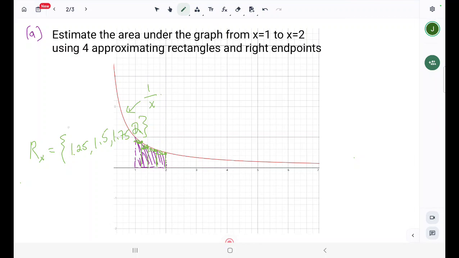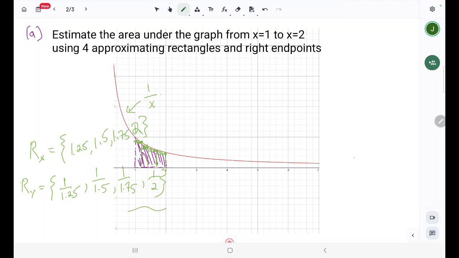Now if I substitute these in for y, then my right endpoints for y, the height of this function, is going to be 1 divided by 1.25, 1 divided by 1.5, 1 divided by 1.75, and 1/2. Okay, now you could actually substitute those into a calculator and get decimal values if you want, but I'm just going to leave them this way.